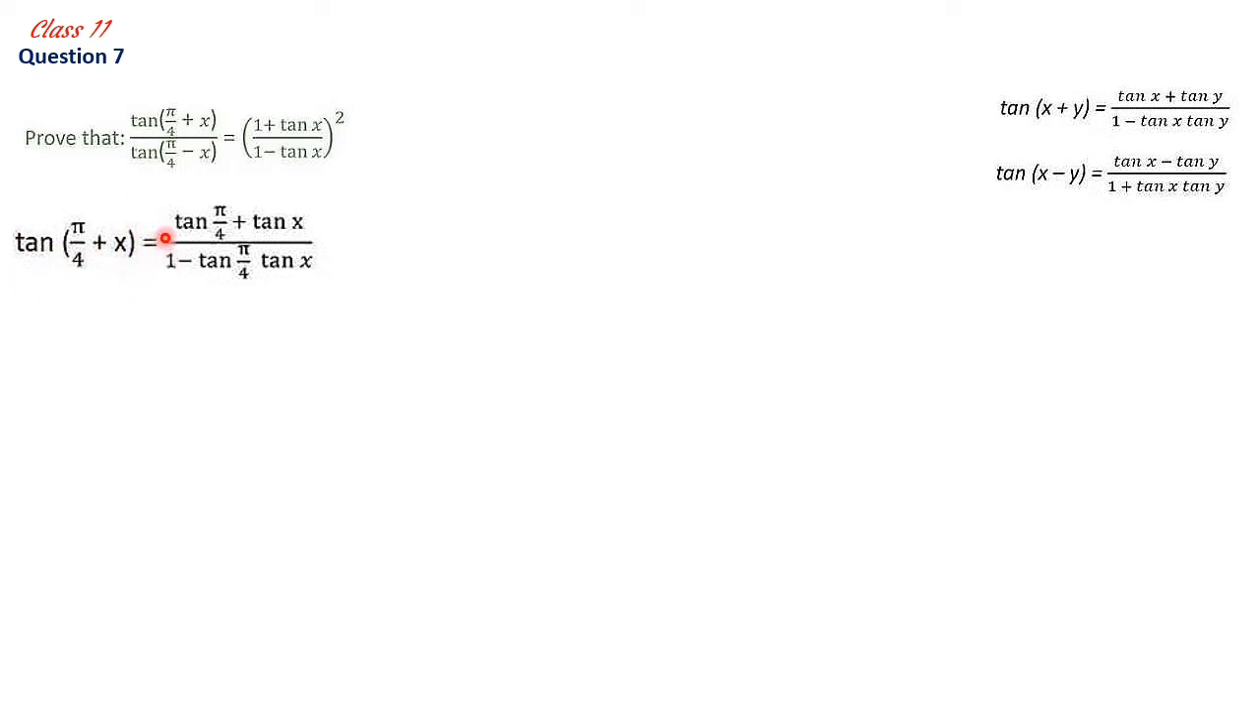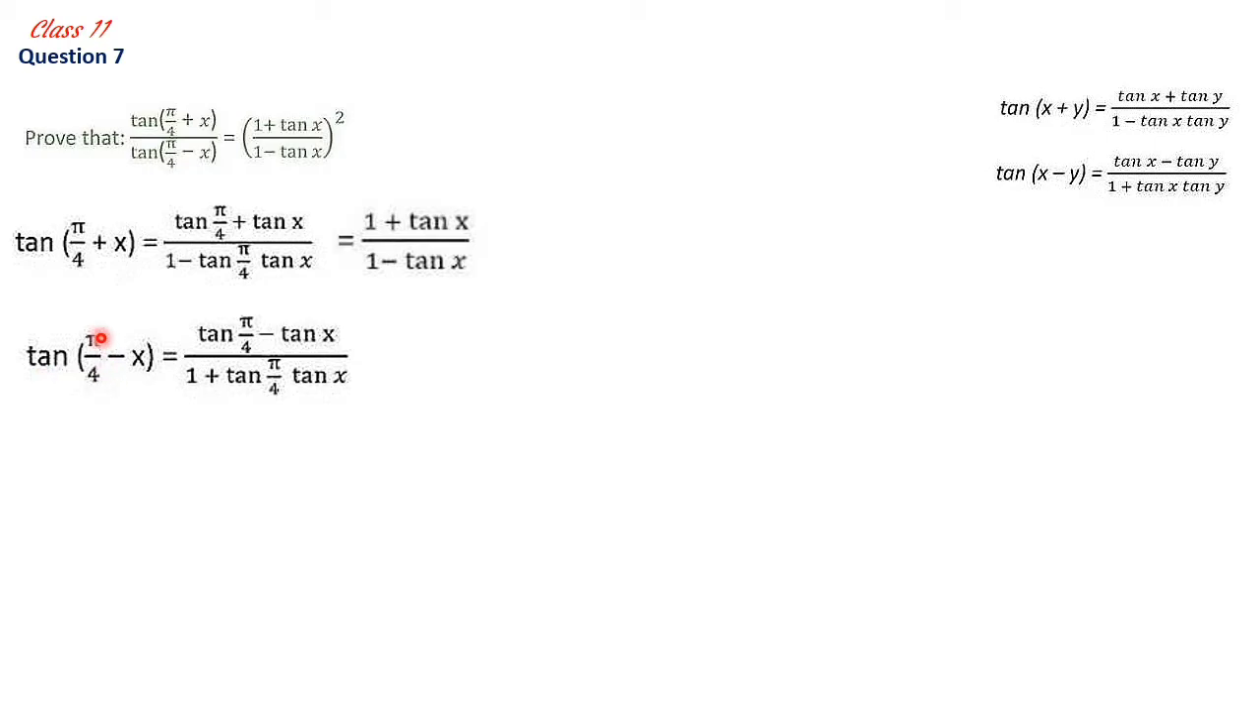Tan of pi by 4 plus x is tan pi by 4 plus tan x by 1 minus tan pi by 4 into tan x. Then tan pi by 4, we know that is tan 45, that is 1. So 1 plus tan x divided by 1 minus, here also tan pi by 4 value is 1, so 1 into tan x is tan x.